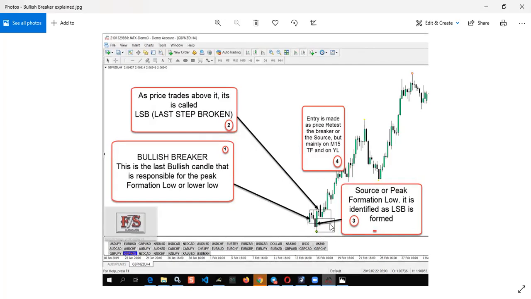Then, like I said, entry is made only on M15. When you trade breaker and source, you don't enter from H4, except if you want to swing. If you're a swing trader, you go with H4 entry. But if you're not a swing trader, if you are intraday, you focus on M15 for your entry, which I'm going to explain in our next Zoom call. Is that okay? Yes.